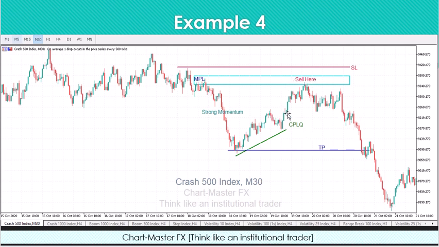So what you can do is put your first profit taking here, then you leave some of your trades to run up to the compression origin.